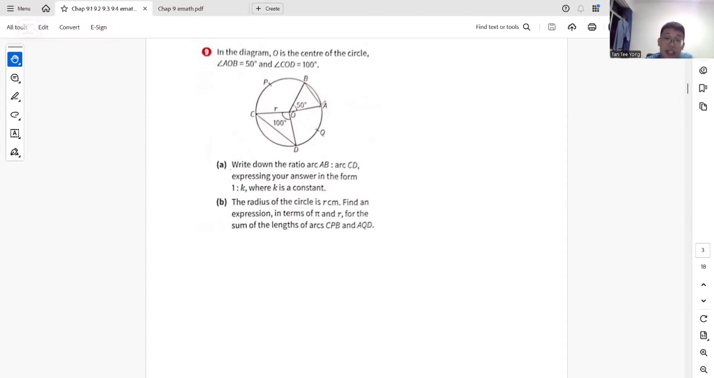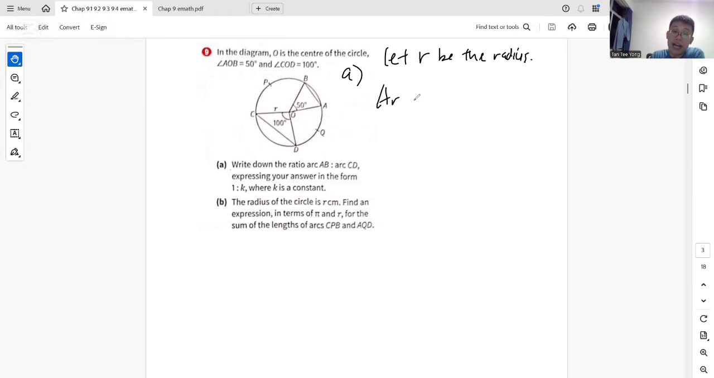Basically, we have to find out what our arc AB is. What is weird in this case is that the radius is not given. But it doesn't matter because we are only required to find the ratio, so we do not really need the radius. First, I'm going to let R be the radius.